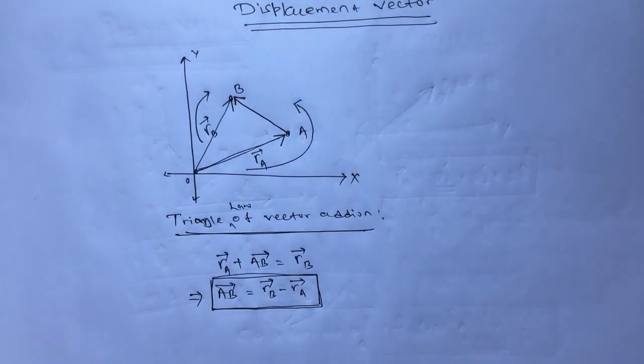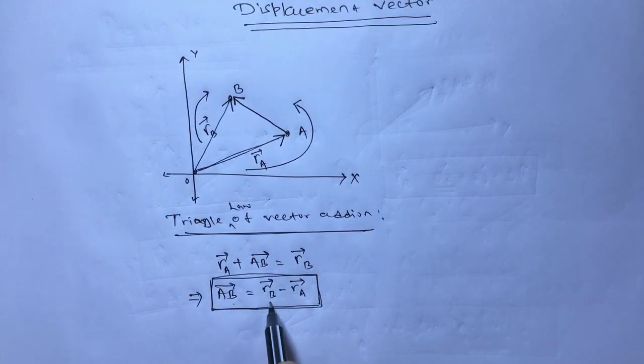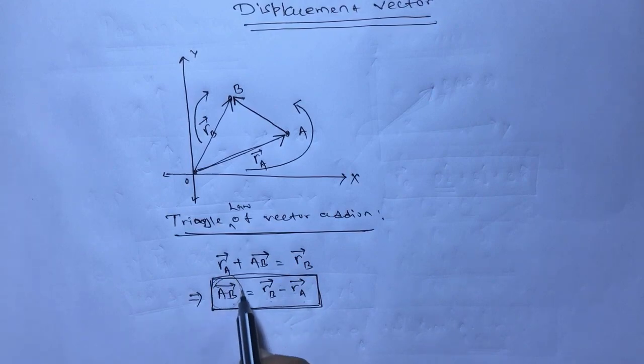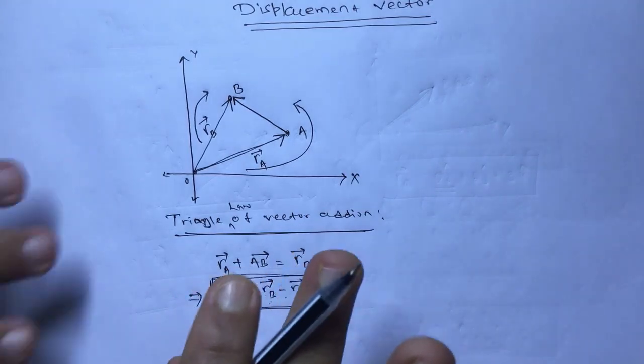So, a very simple expression. Remember, if it is A to B, then here it will be B vector minus A vector, or position vector of B minus position vector of A. If it is BA vector, if the vector is like this, then you have to write RA vector minus RB vector. So, a displacement vector in a mathematical way can be represented by the position vector of the second point minus position vector of the first point. This is how you have to remember it.